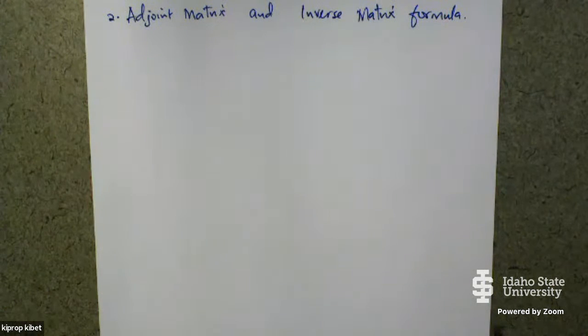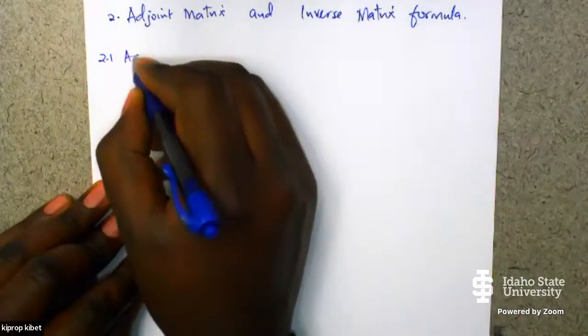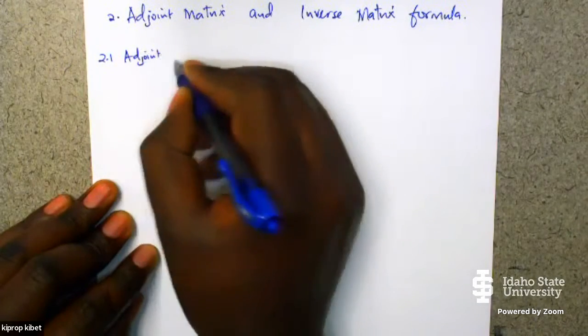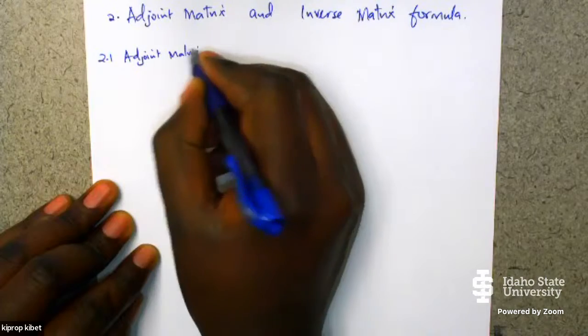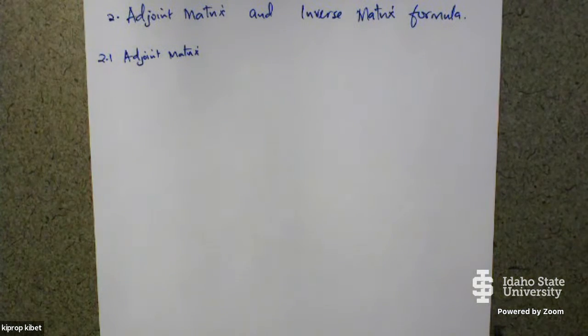Adjoint matrix. Inverse matrix form. Okay, let's start from 2.1, which is the adjoint matrix. So what is an adjoint matrix? We get this adjoint matrix from the cofactors.